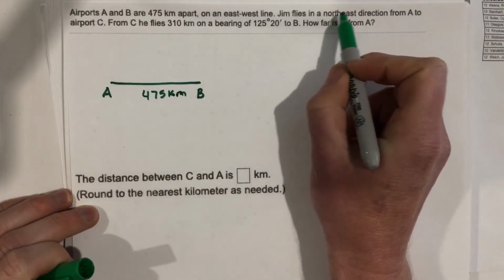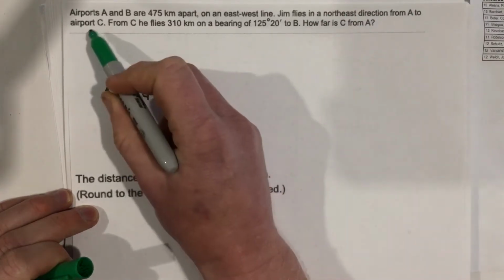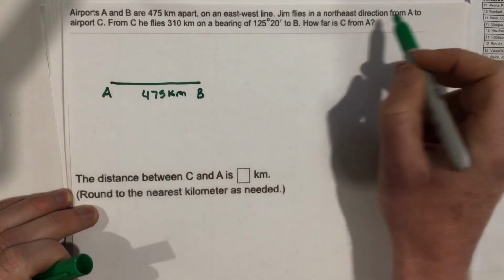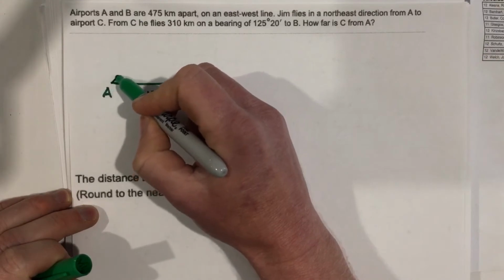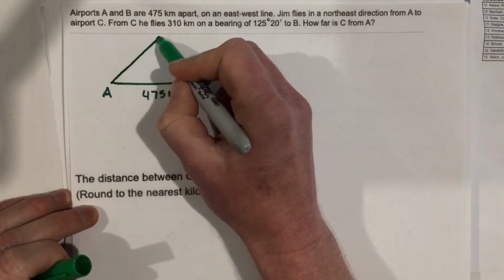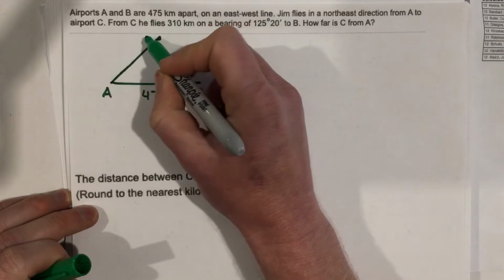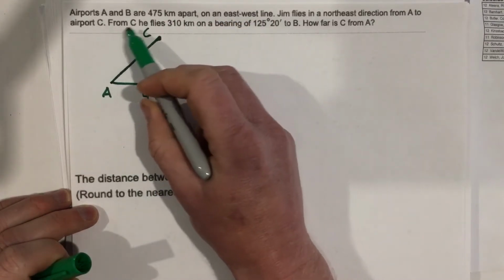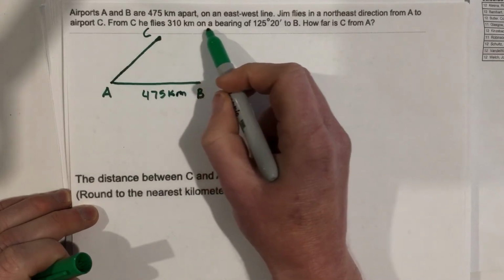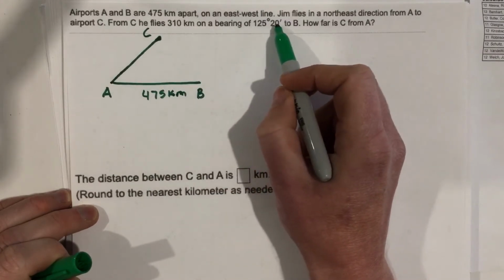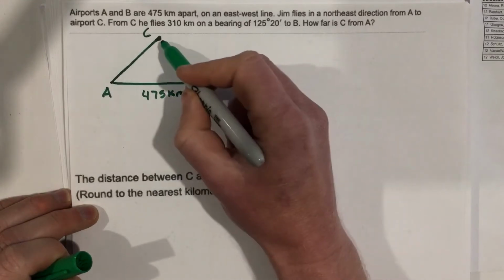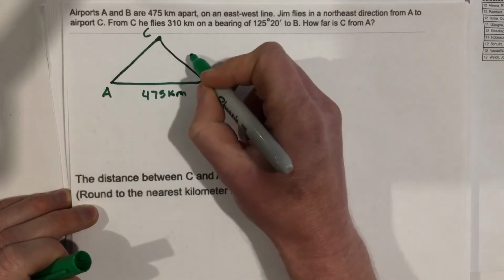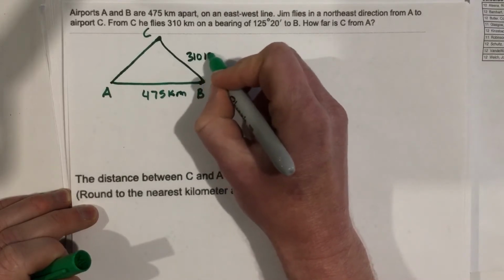Jim flies in a northeast direction from A to airport C. So northeast direction to some airport C. All right? So this is airport C. And then from C, flies 310 kilometers on a bearing of 125 degrees, 20 minutes to B. So he flies from C to B, and we know that that is 310 kilometers.